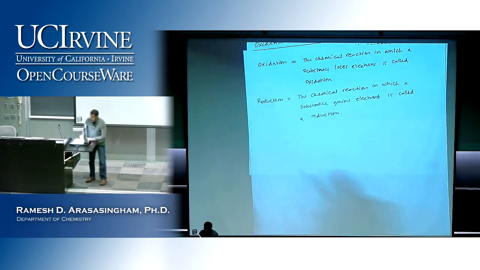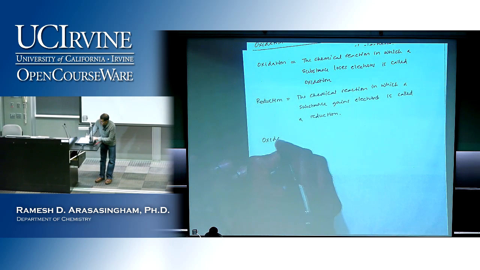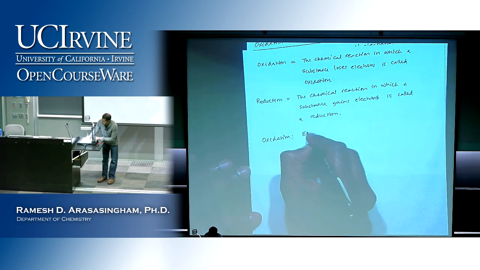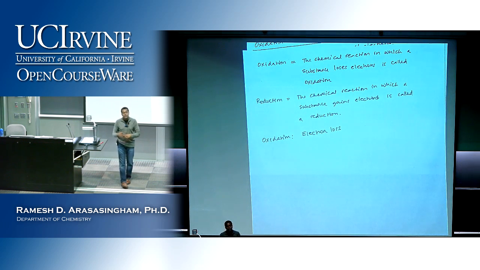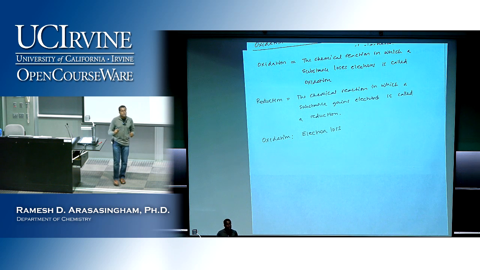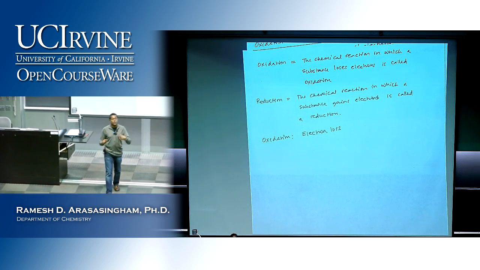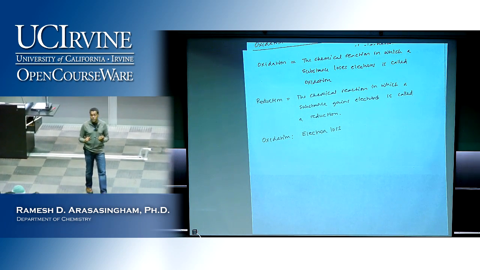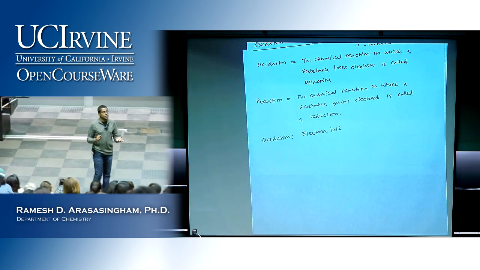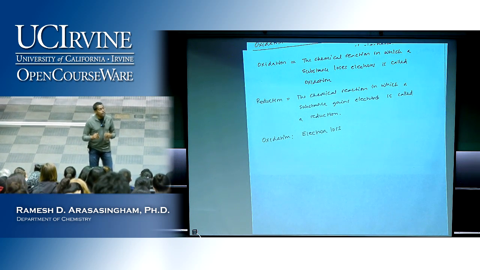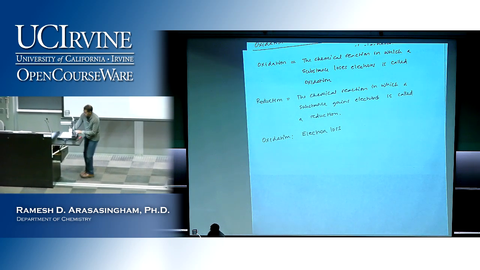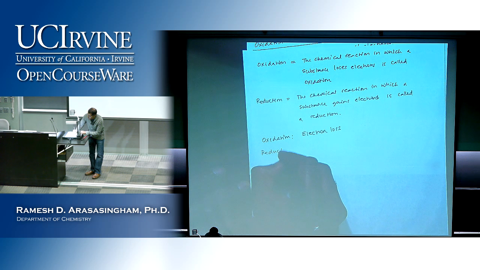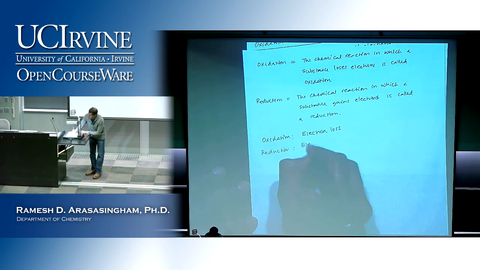So oxidation is electron loss. When the process involves loss of electrons, it's oxidation. So just like, remember we said an acid is a proton donor, a base is a proton acceptor. Here we say oxidation is electron loss, reduction is electron gain. Okay, so reduction is electron gain. All right?